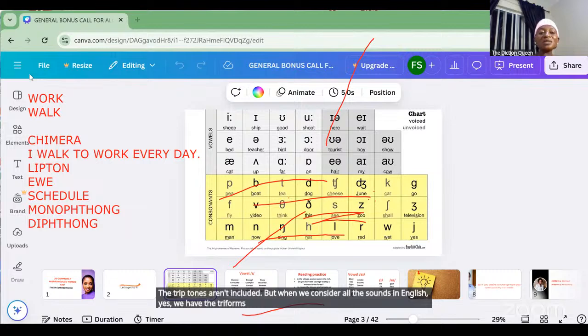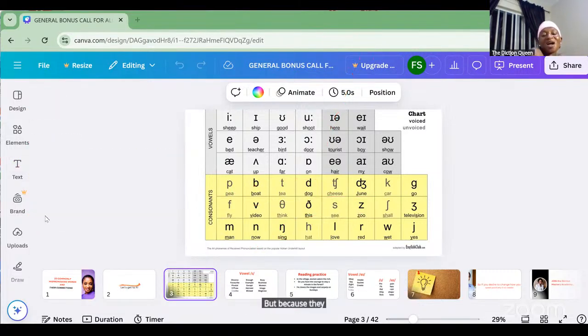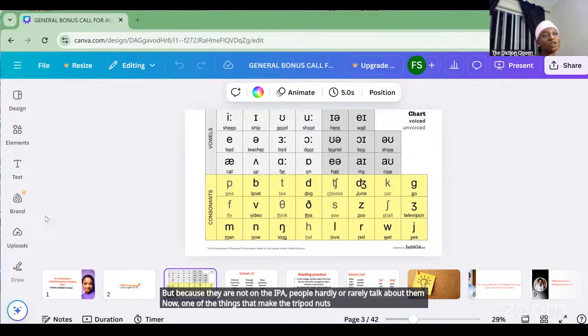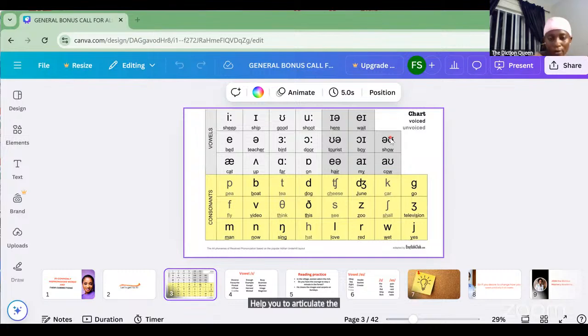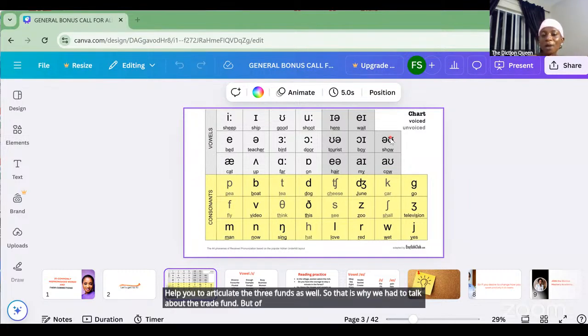In fact, we have some sounds that are called non-phonetic sounds as well. But because they are not on the IPA, people hardly or rarely talk about them. Now, one of the things that make the triphthong not so much of a challenge is the fact that your ability to articulate the monophthongs and then the diphthongs helps you to articulate the triphthongs as well. So that is why we hardly talk about the triphthongs. But of course, yes, the triphthongs are part of the British sounds, also the American sounds, and they have not gone into exile.